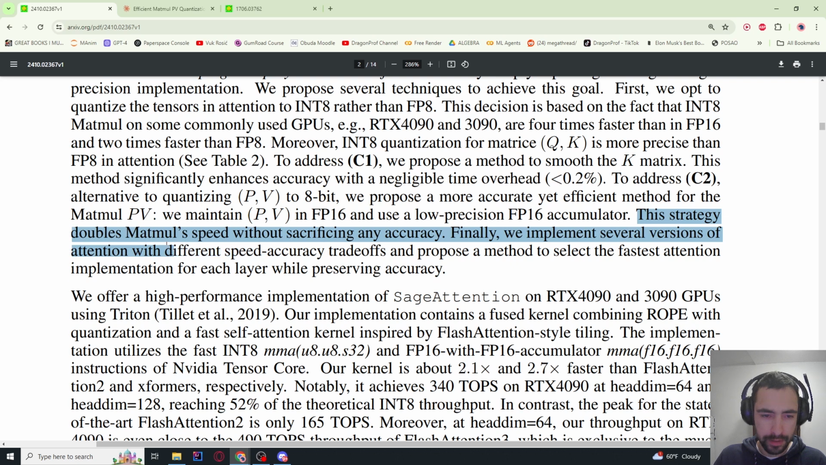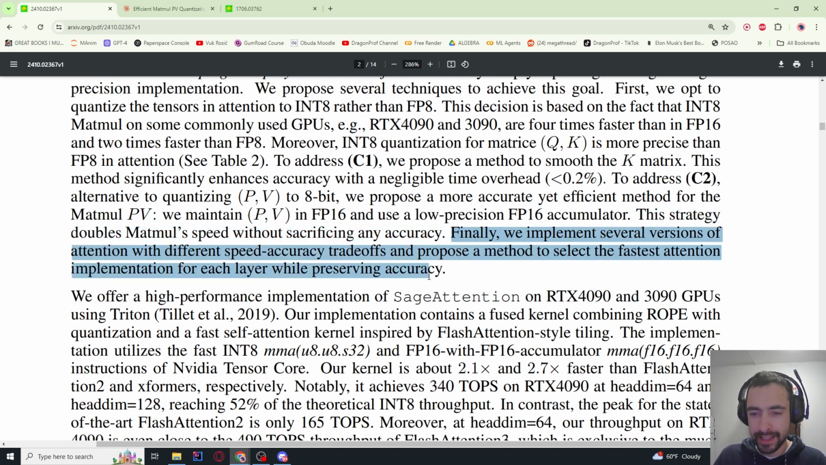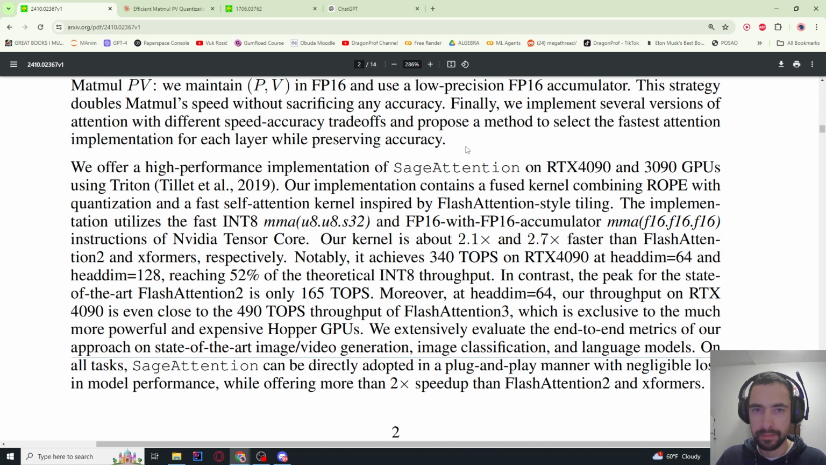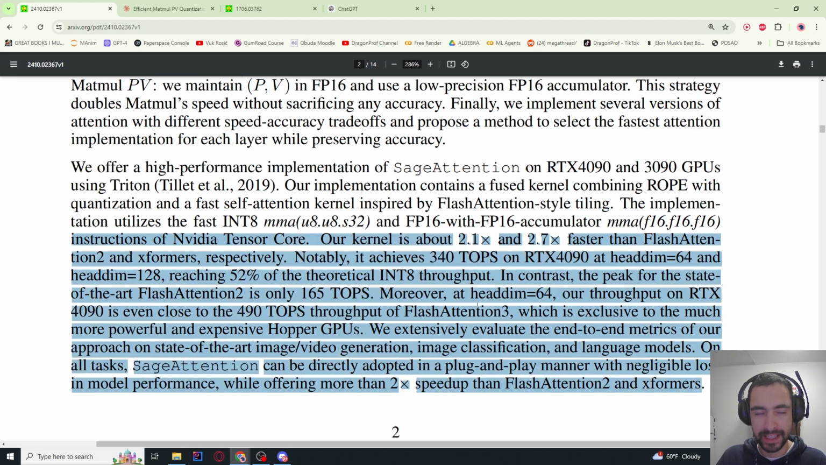This strategy doubles matmul's speed without sacrificing any accuracy, and then they try a bunch of different similar methods, and they show you how to choose the best one for your case. They implemented this into code to work well on these two GPUs, RTX 4090 and 3090, and they are implementing RoPE with quantization and a fast self-attention kernel inspired by FlashAttention style tiling. We discussed the performance already, you can find it on GitHub.